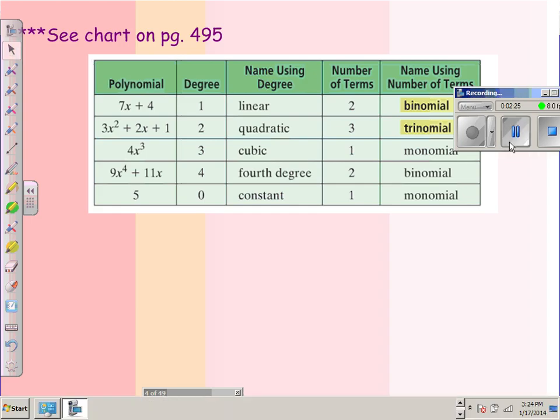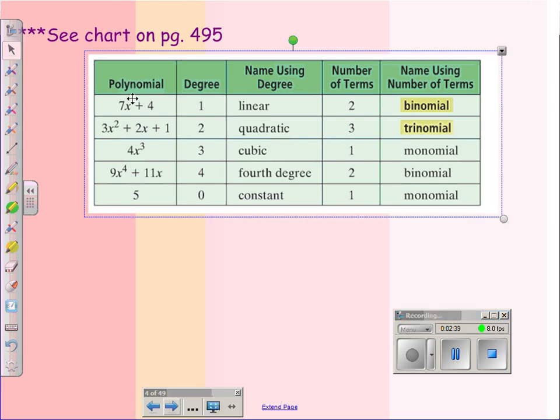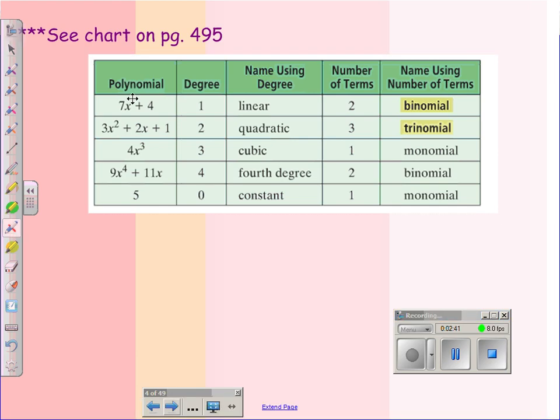I just want to go through these examples before we do a couple together. In the first example, 7x plus 4, the degree is 1, and it's known as linear. What makes it a degree of 1 is that the exponent is a 1. The number of terms, well, it has 2 terms. So the number of terms is going to give it the name. So 2 is going to be binomial. The prefix bi means 2.